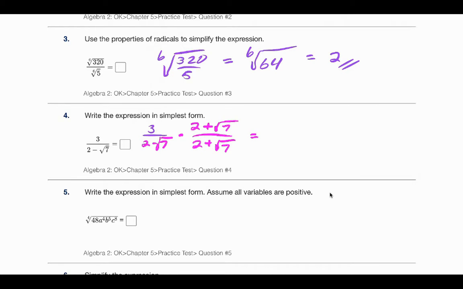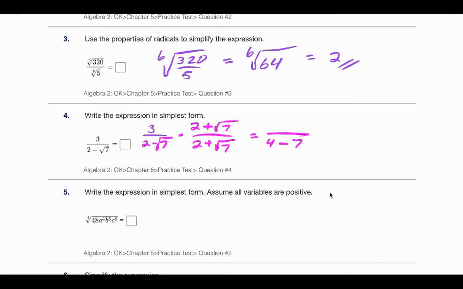So remember, what I mean by that is, since I have 2 minus root 7 times 2 plus root 7, I can go ahead and multiply the first terms together, which will give me 4 minus, because it's going to be a difference of squares. And then remember, I can square those two. Well, the square root of 7 squared will just be 7.